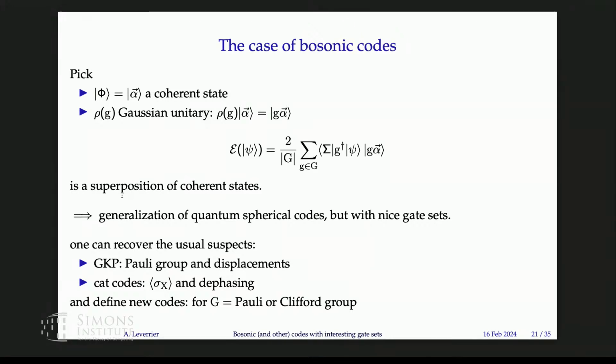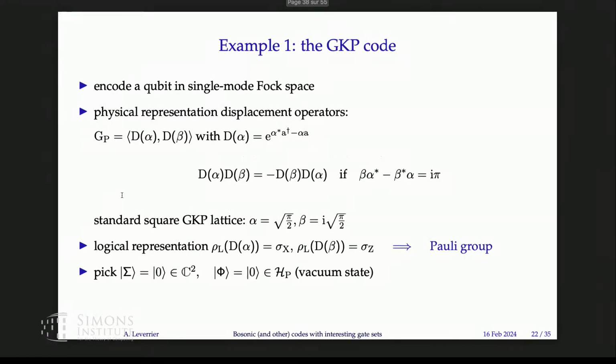What is nice is that you can basically recover GKP and the cat codes without doing anything. If you choose just the right group and you pick a simple coherent state, you recover GKP and the cat code. And you can define new codes. So this is what I want to do now. First example, GKP. How do you recover GKP?